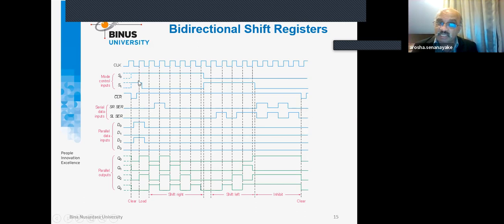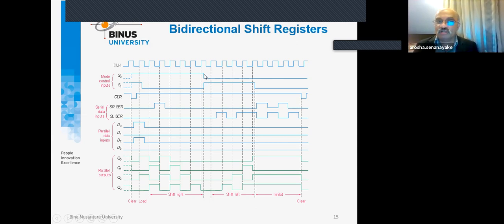As you can see, after loading, for example 1, 1, we can expect all data will be reflected in the output. Later on is shift right, because you can see S0 is 1, but S1 is 0. So that part is shift right. I'm just giving you how this S0 S1 works.